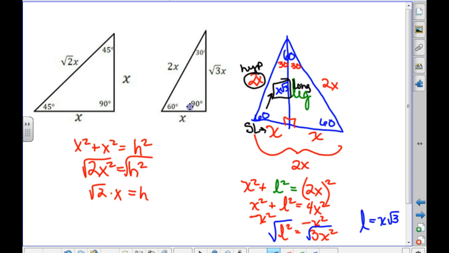All right, so over on this picture, one more time. Across from the 30 is the short leg. Long leg is over here, and hypotenuse is 2x. Coming back to you a little bit. Okay.